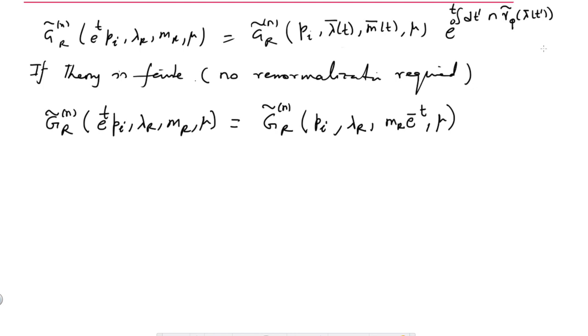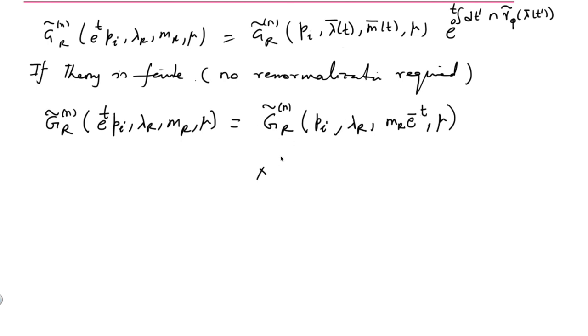So what I was saying was that let's look at the case where the theory is finite and doesn't require any ultraviolet renormalizations. In that case, G tilde n R of the scaled up momenta will be related to the Green's function without the scaled up momenta. And here, as you see, the mass is suppressed because you have the e to the minus t factor, which is very small because t is large.